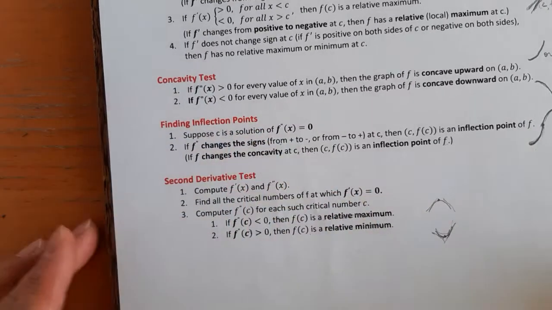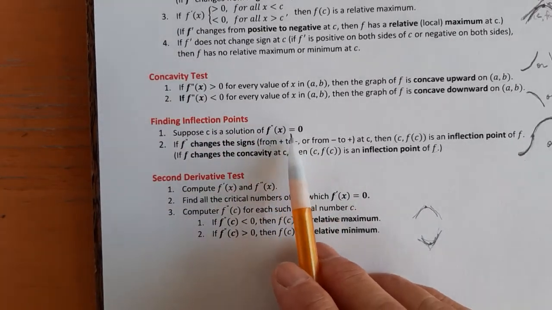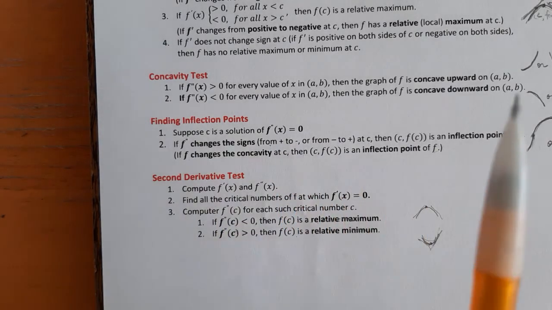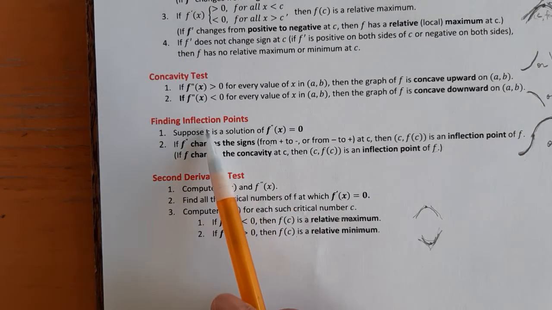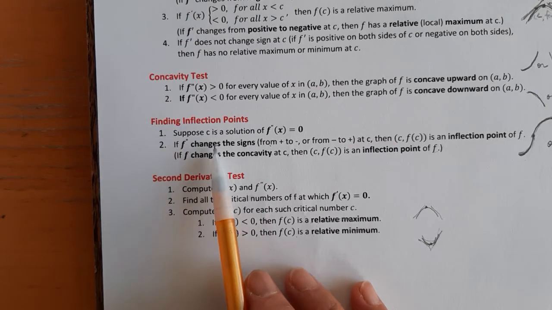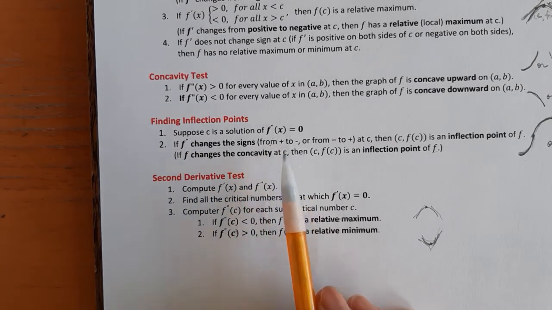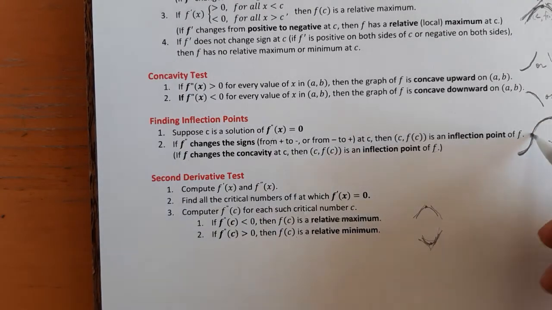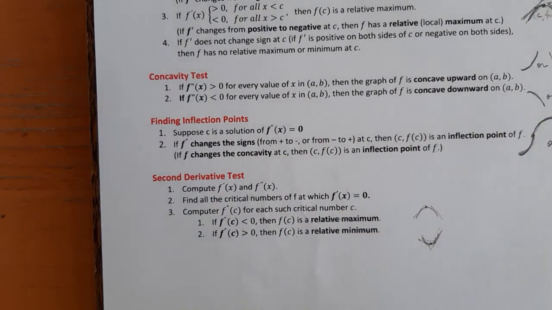Finding inflection points: we let the second derivative equal 0 and solve it to get those numbers. Then, for the number that makes the second derivative equal 0, you have to check. For example, if c makes the second derivative equal 0, you check to the left and to the right. If the second derivative changes sign, from positive to negative or from negative to positive, that means the concavity changed.